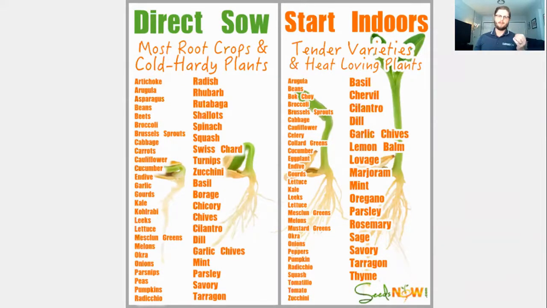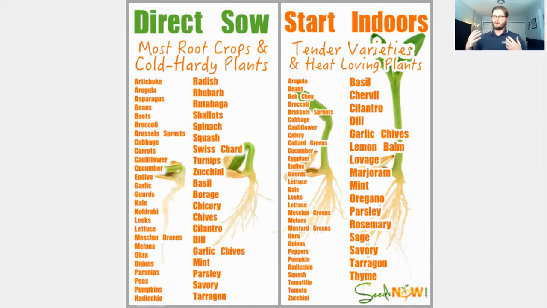Typically is going to be things like a lot of our root veggies, which are not super happy to be transplanted. A lot of our leafy greens, again, the seeds are so small that it's not necessarily necessary. And this is true even for some of our herbs as well. However, things that we would start indoors are a lot of our more conventional veggies.